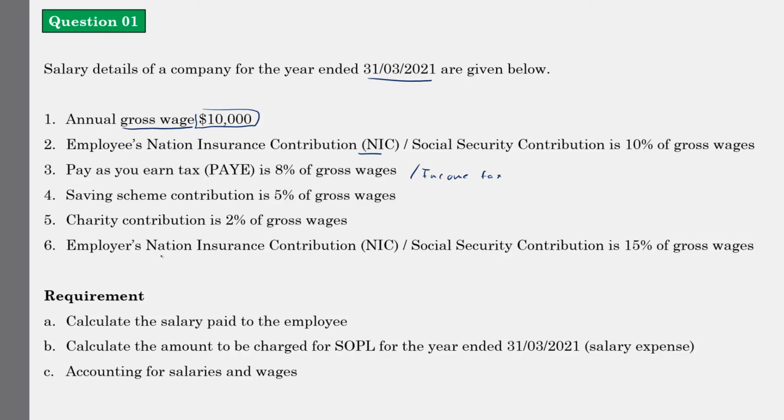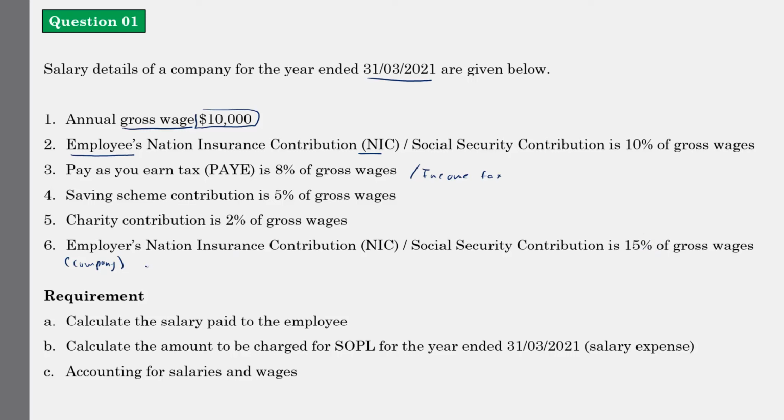Next one is the employer's national insurance contribution, or social security contribution, which is 15% of the gross wages. For the national insurance contribution, the employee's contribution, meaning the person who is working, is 10% of the gross wages. Also keep in mind that the employer, that means the company, should also contribute for the NIC. Here I have given it as 15% of the gross wages.